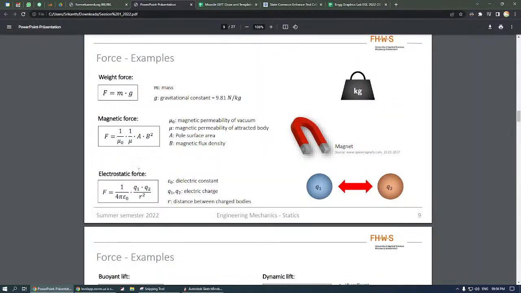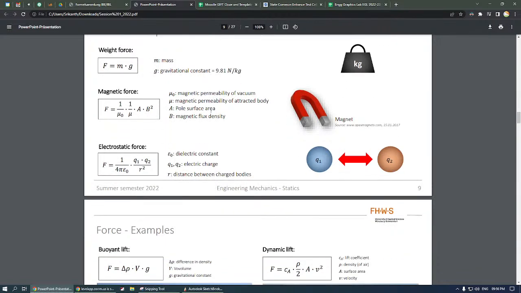We have the magnetic force. A is the pole surface area, B is the magnetic flux density. Mu naught and mu are some constants: magnetic permeability and magnetic permeability of the attracted body. Magnetic flux density is a quantity which most of the times will be given in the problems. If you are given a problem, you will be told the value of this.